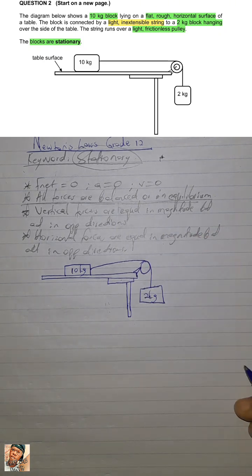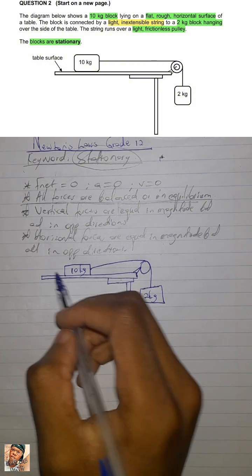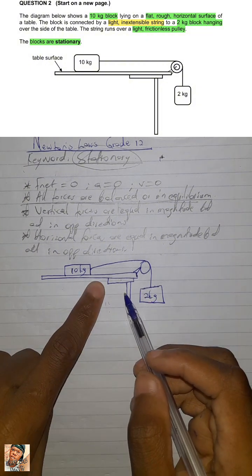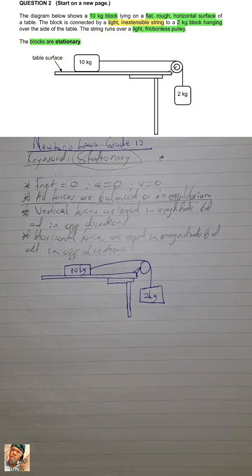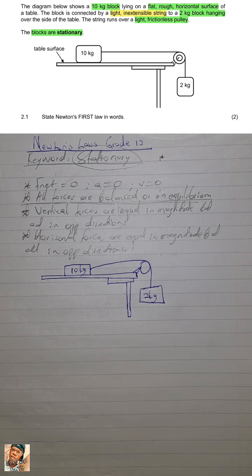Yeah, right. So there's the diagram that we've been provided with, and of course they've told us that this is a table. I don't know how this table is not folding because it doesn't have another leg. That's funny. Anyway, this is what we have, right? So they're saying that the system is stationary, or the 2 objects are stationary. So 2.1 says state Newton's first law in words.